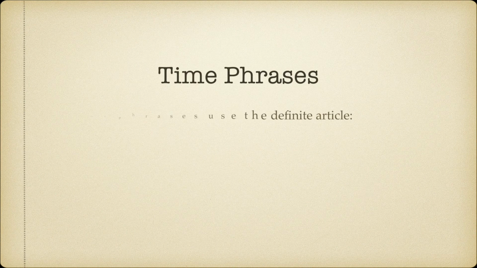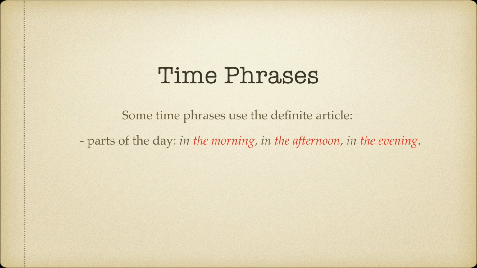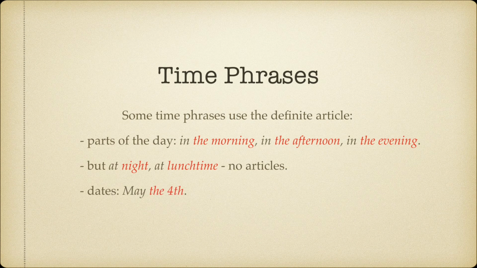Time phrases. Some time phrases use the definite article. Parts of the day. In the morning, in the afternoon, in the evening. But we say at night, at lunchtime, with no articles. Dates. May the 4th. Decades and centuries. The 1980s, the 20th century.